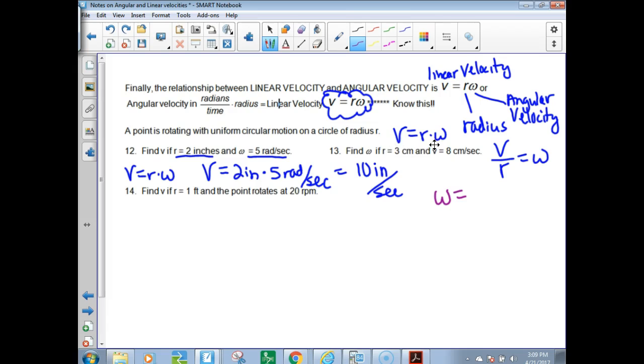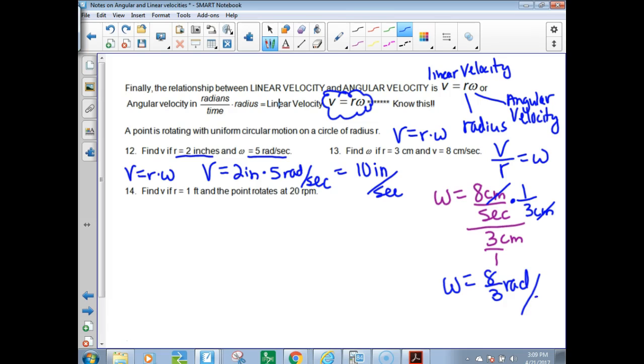So omega is going to be the linear velocity, 8 centimeters a second, divided by 3 centimeters. Which would make me multiply by the reciprocal of 3 over 1, which would be 1 over 3 centimeters. So my centimeters cancel out. 8 gets divided by 3, and we've got 8/3 of a radian per second. I knew it was an angular velocity, so I added on the rad, but you could even leave it, 8/3 per second would be the same answer. Are we good?